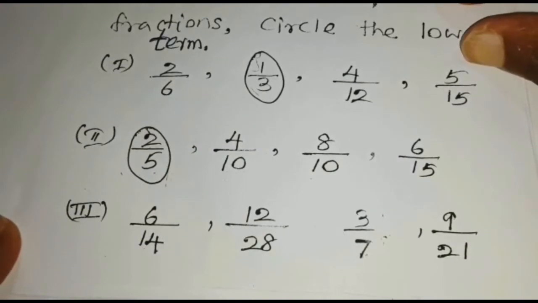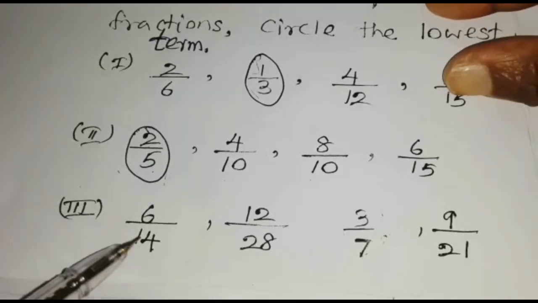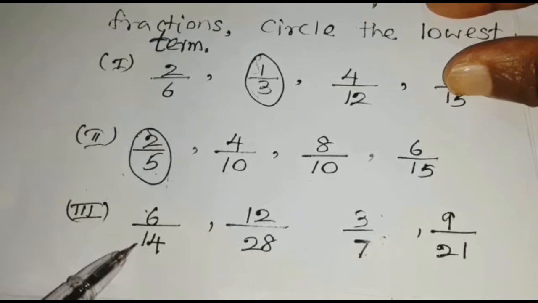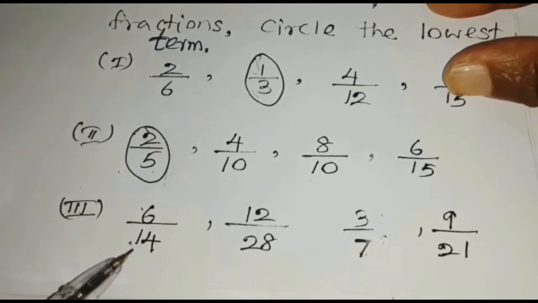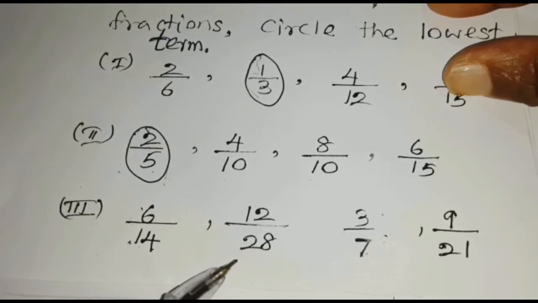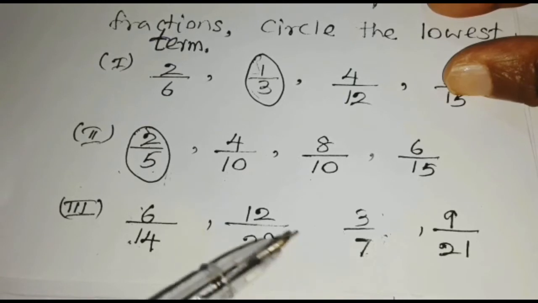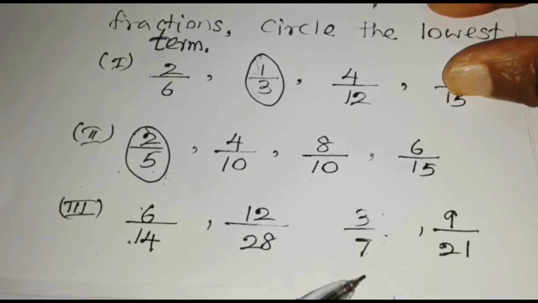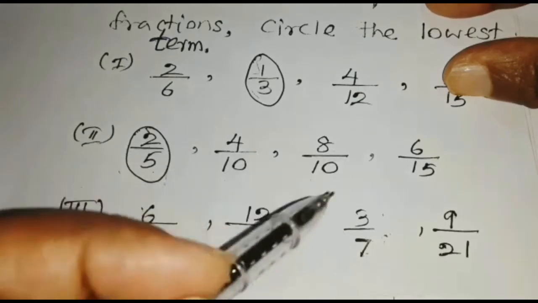Third one: 6 over 14, 12 over 28, 3 over 7 and 9 over 21. 6 over 14 is divisible by 2. 12 over 28 we can divide by 4. 9 over 21 we can divide by 3. But 3 over 7 is not divisible by any number. The lowest term is 3 over 7.